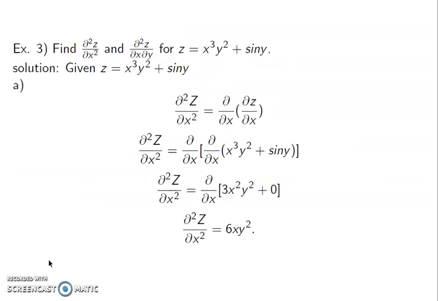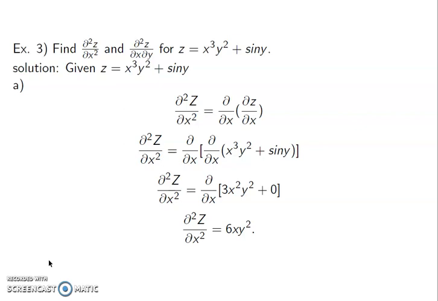Now for practice purposes, we'll solve one problem. Let us suppose z equals x³y² plus sin y, and we have to find two values, ∂²z/∂x² and ∂²z/∂x∂y. The next values you can find yourself: you can find the value of ∂²z/∂y∂x and ∂²z/∂y². So you can solve this.